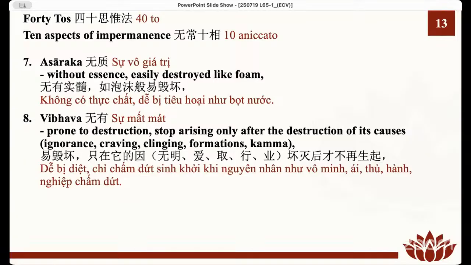Now we also have to talk about vibhava, prone to destruction. It stops arising only after destruction of its causes: ignorance, craving, clinging, formations, and karma. So we also have many explanations of this kind of dependent origination.